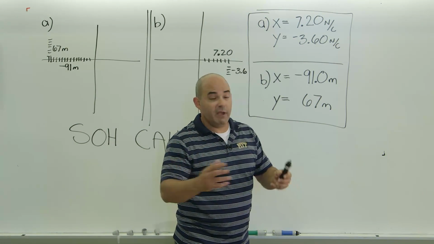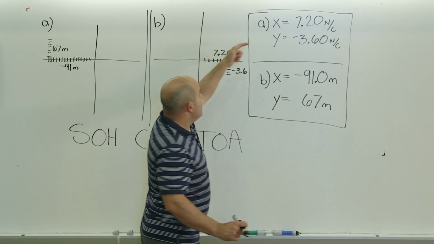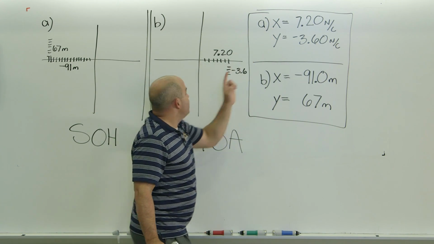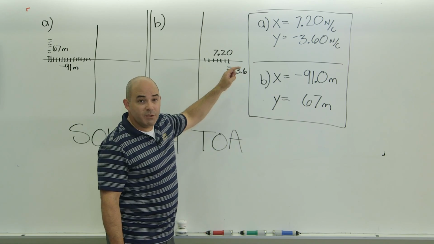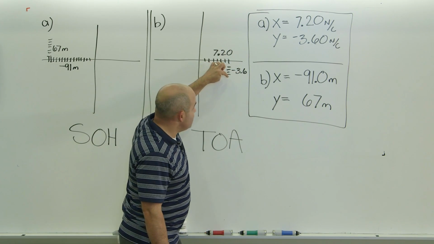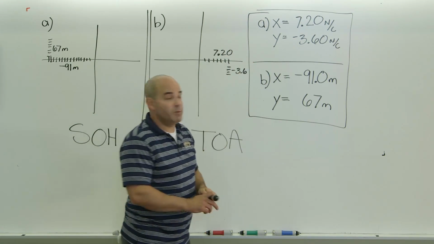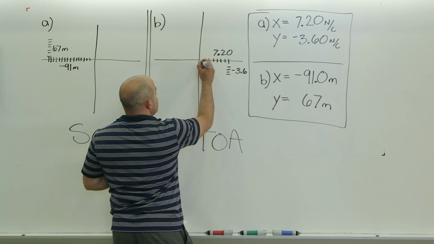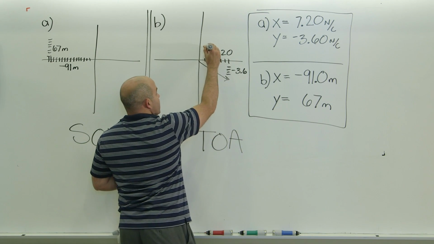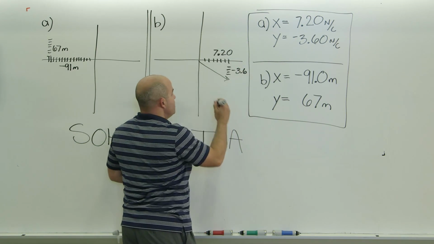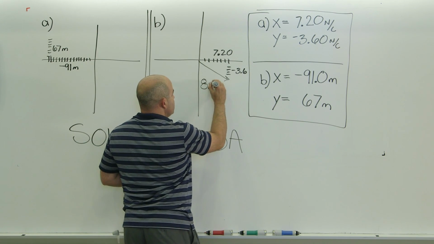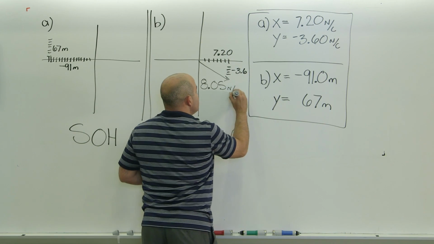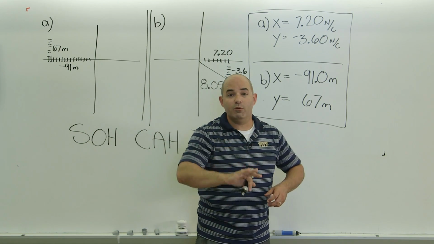If you're familiar with the Pythagorean theorem and SOHCAHTOA, all this means is I look at my graph and it goes to the right 7.2 newtons per coulomb and down 3.6 newtons per coulomb. That negative sign means it goes down. All I have to do is do Pythagorean theorem and find out that this side squared plus that side squared, and the square root of that is 8.05 newtons per coulomb.